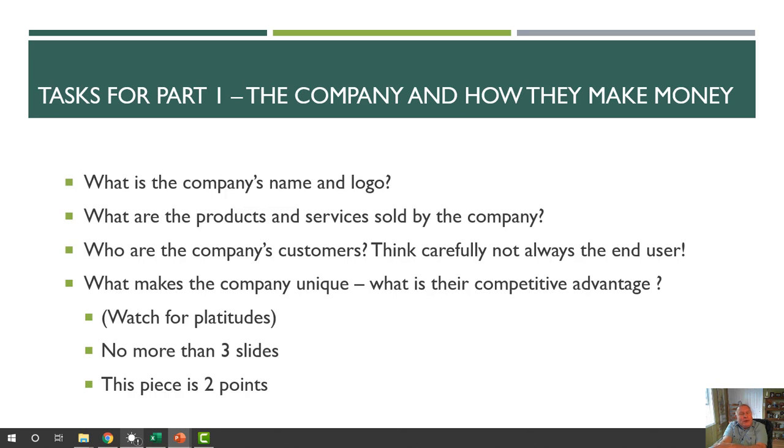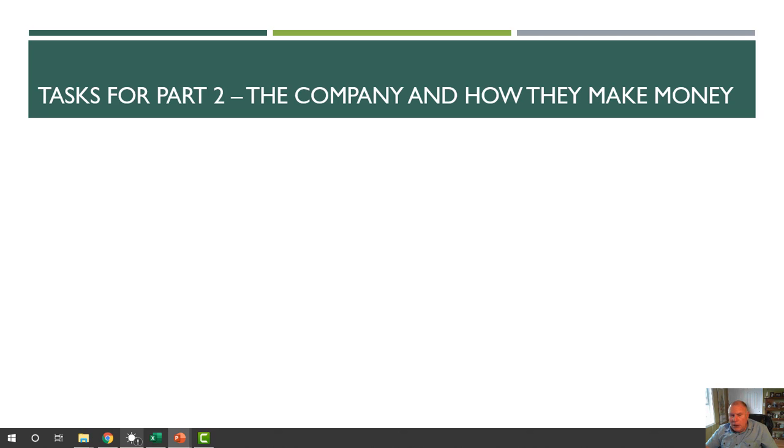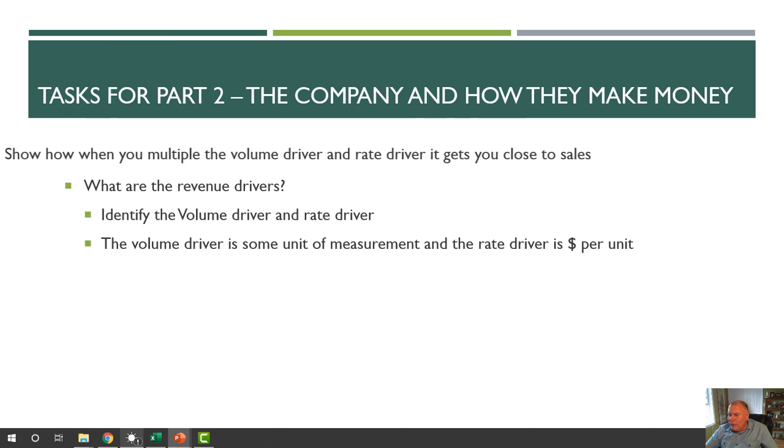No more than 3 slides on this, and it's worth 2 points. Now, the points may seem rather stingy, but we got so much to cover that there's just going to be a lot there. We may actually drop the value of an exam to get more on the next assignment. Number 2, what are the revenue drivers?